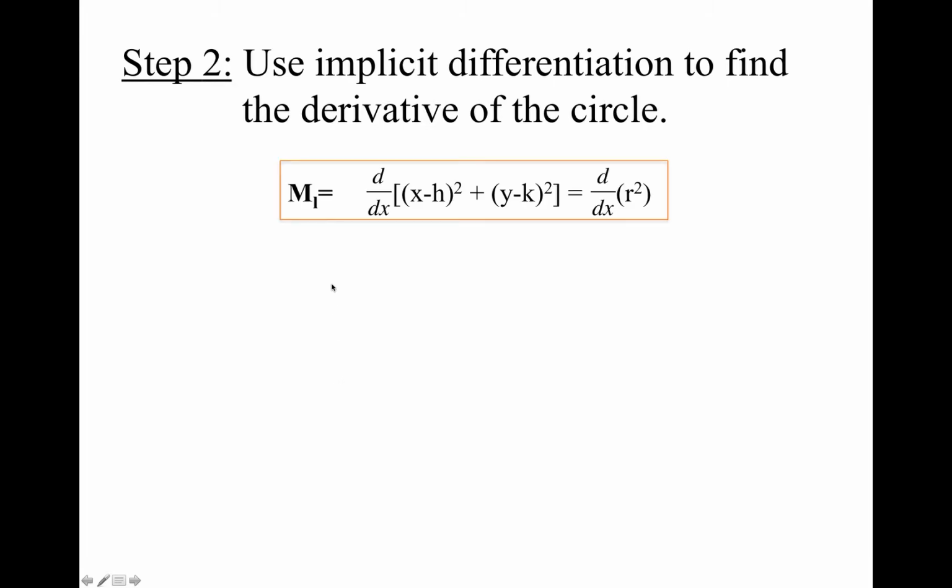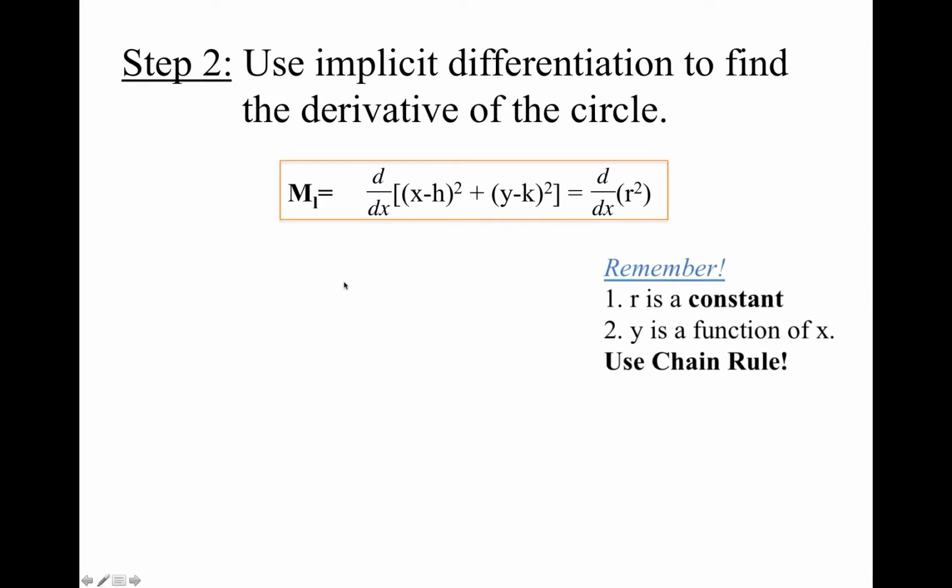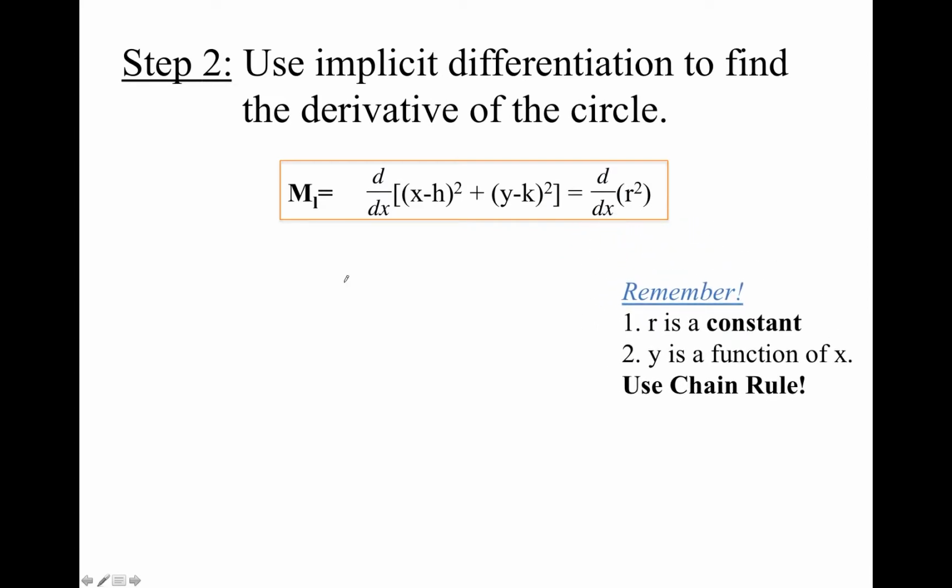So here is our equation again that we need to solve, but just before we start doing that, I just want to make sure we all remember that r is a constant in our case. So it means that the derivative on the right side is going to be 0 since r is a constant, and y is a function of x. So we will have to use the chain rule to find the derivative of y.